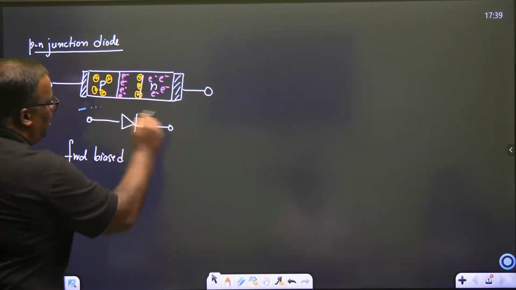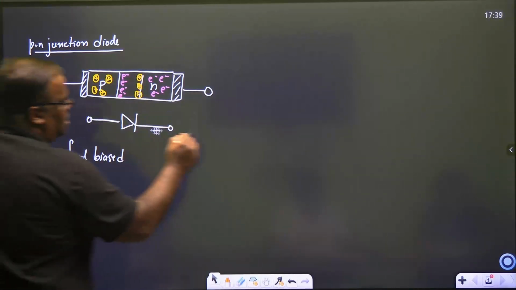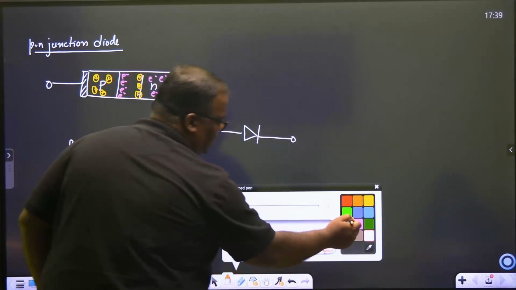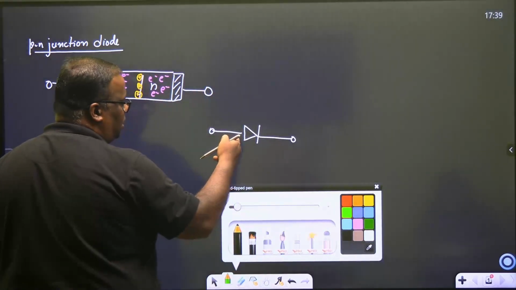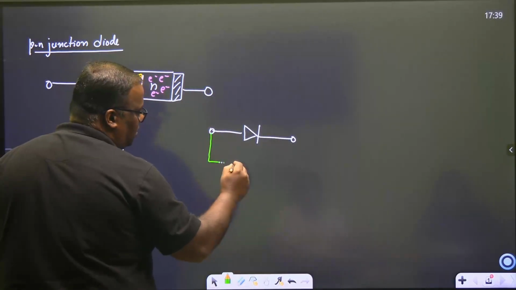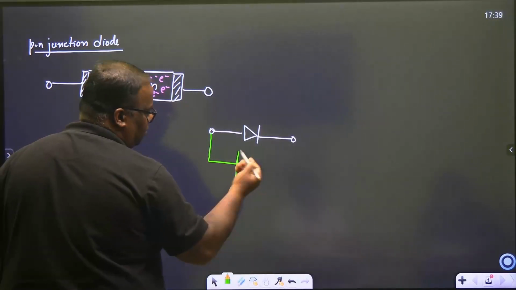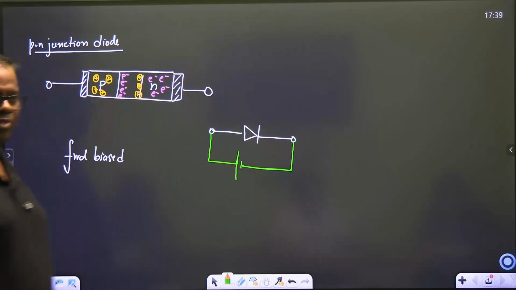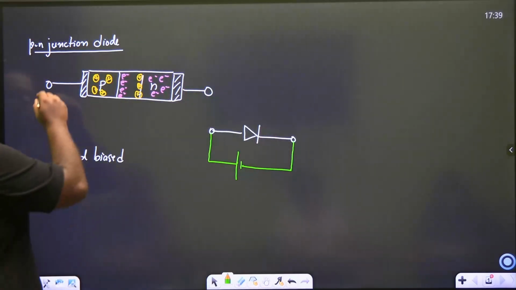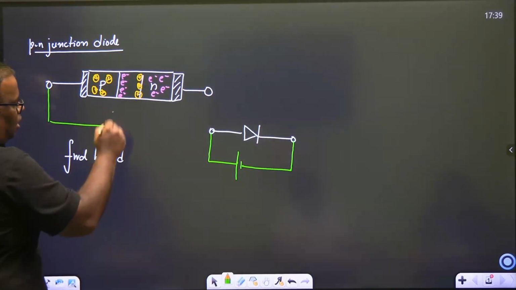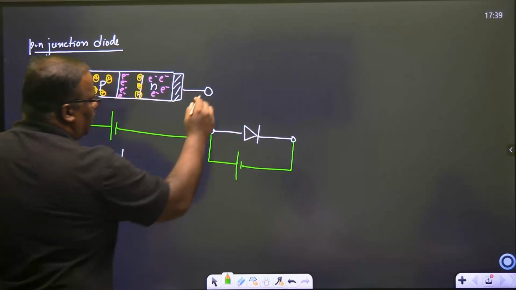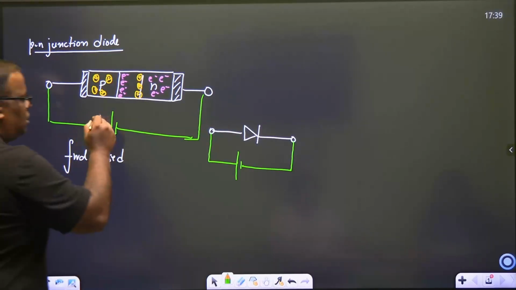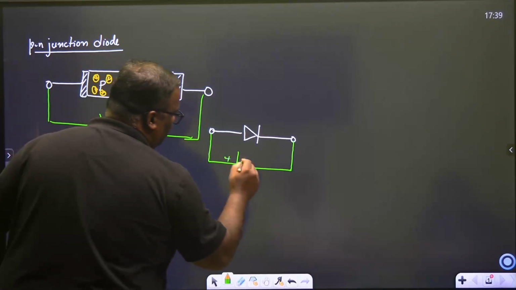What I mean to say in forward bias is, this will be the diode, and I will connect it in such a manner. This is what end? P and N. So the P will be connected to the positive side of the cell or battery, and the N will be connected to the negative end. Have you understood? So this is the diagram. This is called a forward bias. This is positive, this is negative. Let's see what happens in a forward bias.